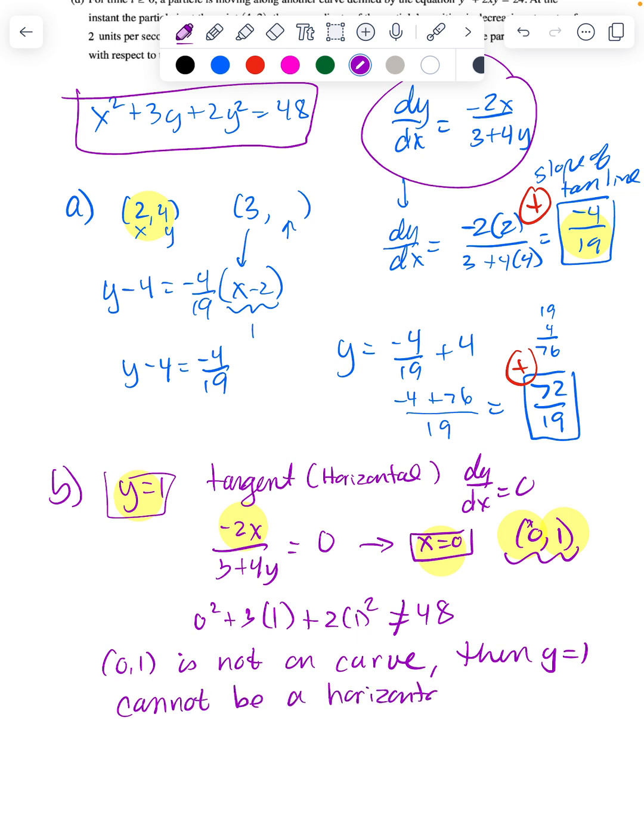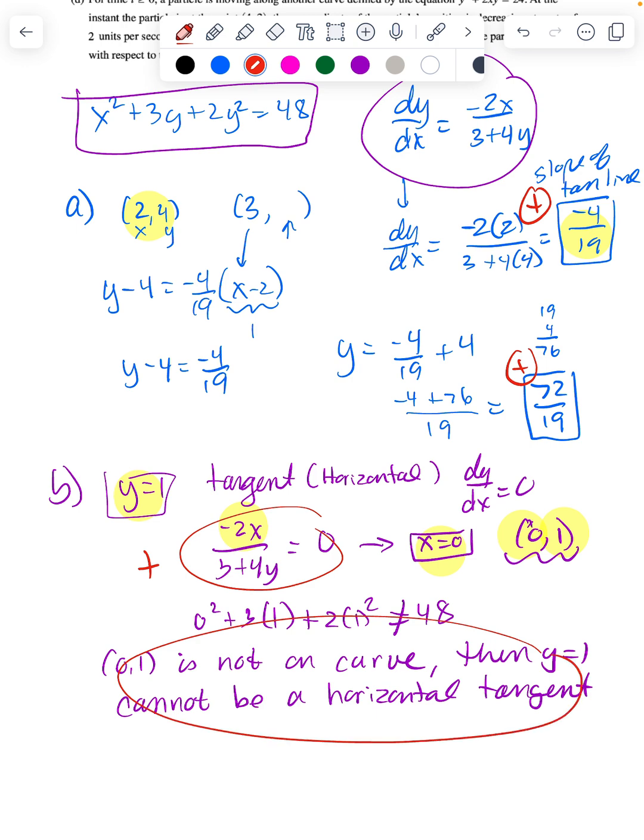Because by definition, a horizontal tangent is going to have a slope of 0, but it's also going to hit a point on the curve. And it hits the point 0, 1, which we've proven is not on the curve. So the points for that part B, it says considers dy dx equals 0. So this is getting us a point. And then answer with reason is kind of what we did down here. So that kind of earns us those 2 points. Okay.